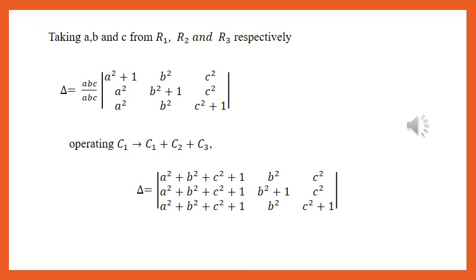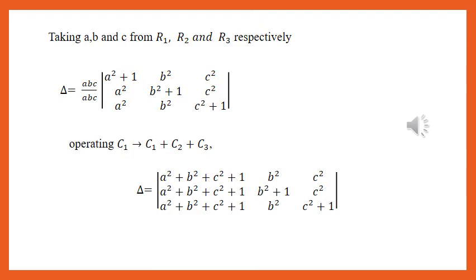Now the interesting thing, there is a common factor a from R1, b from R2 and c from R3 that we can take out. See children, we multiplied columns by a, b, c respectively. Now we are taking common factors from rows. Multiplied C1 by a, C2 by b, C3 by c. Now common factors are there from R1, R2 and R3. That abc you take out. So you'll be getting abc by abc.